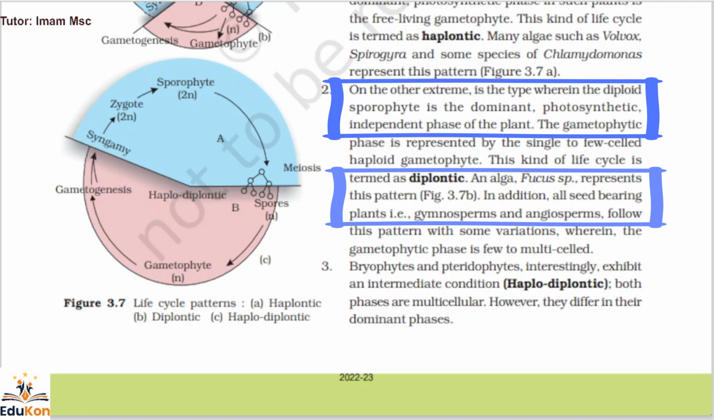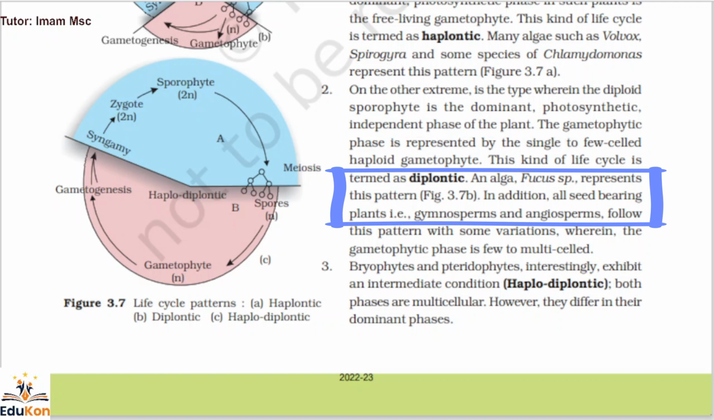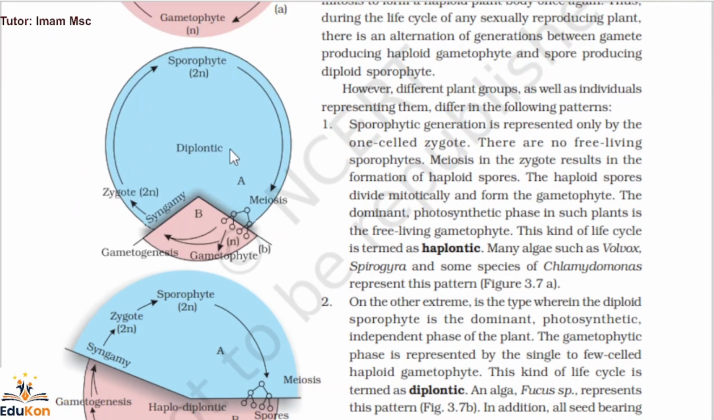In addition, all seed-bearing plants, that is gymnosperms and angiosperms, follow this pattern with some variation wherein the gametophytic phase is few to multi-celled. Again, have a look at the image. This is the diplontic life cycle. The haploid stage appears only here, and the rest is the diploid stage. So what is dominant here? The diploid phase is dominant over haploid. That is why it is called the diplontic life cycle.